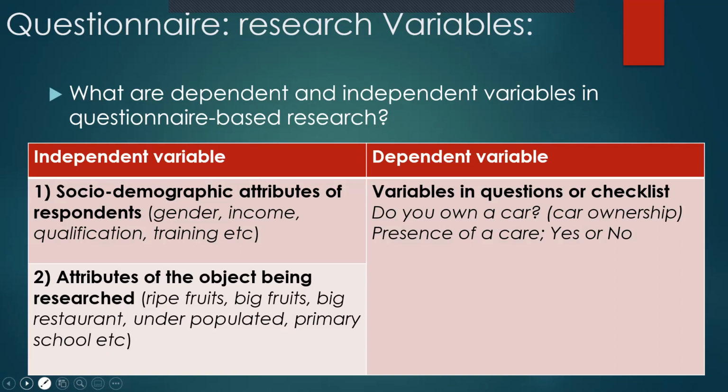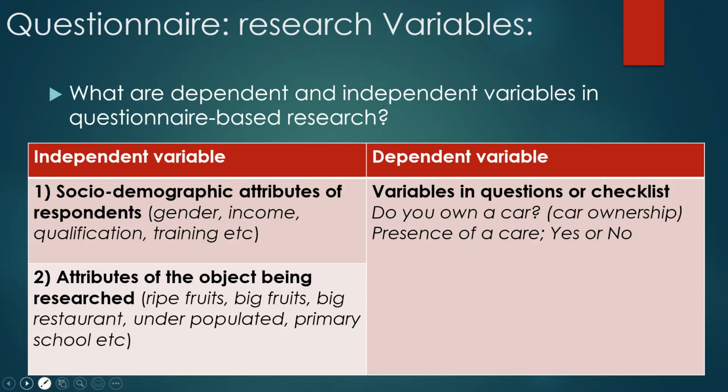Now let's see how it works for people who are doing survey research, especially maybe sensory evaluation for those who are doing food sciences, or any questionnaire-based research. I just generally call them survey research. If you are doing survey research, your independent variables are mostly the socio-demographic attributes of your respondents, because these things are already there. When you meet any population, the attributes of that population are there. Just like in the case of an experiment, these are the things that you have there. You just note the gender, their income, their qualification, their training.